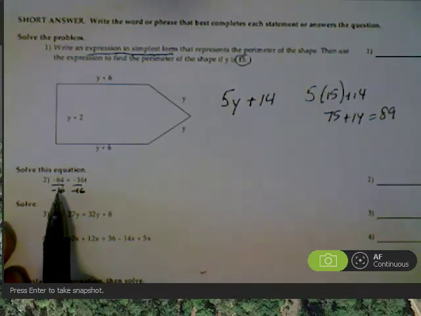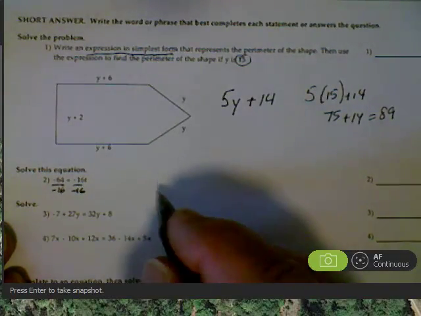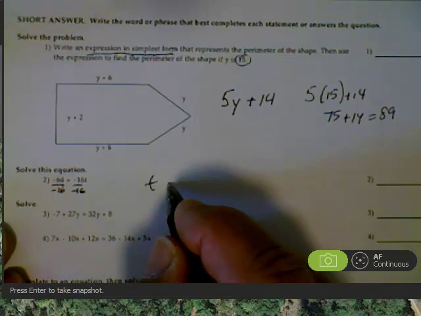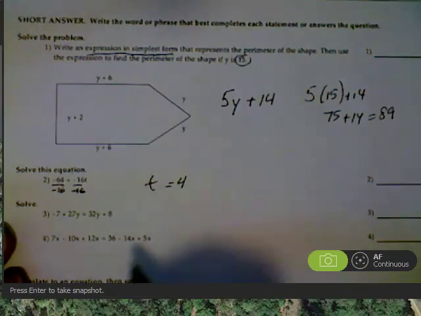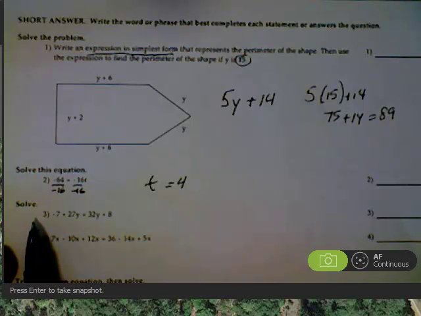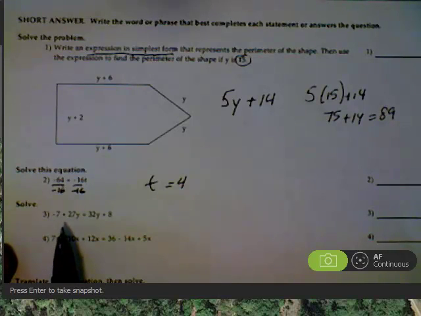Notice that 64 over 16, they're both even, but more important, they both have 8s, and in fact 16 goes into 64 evenly 4 times. So t equals 4. The next question says solve as well.